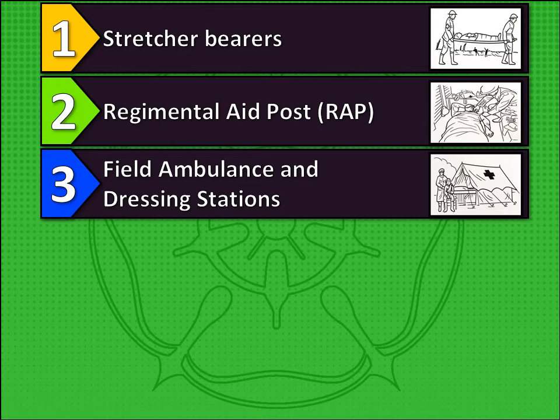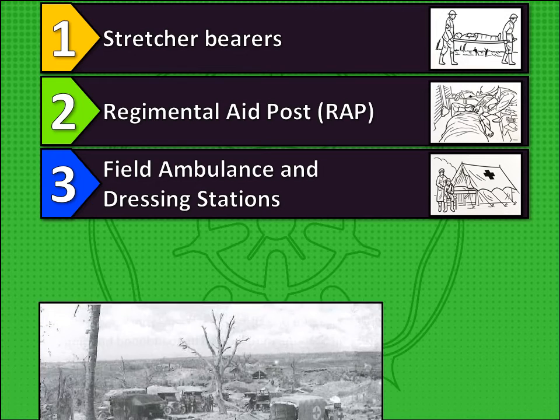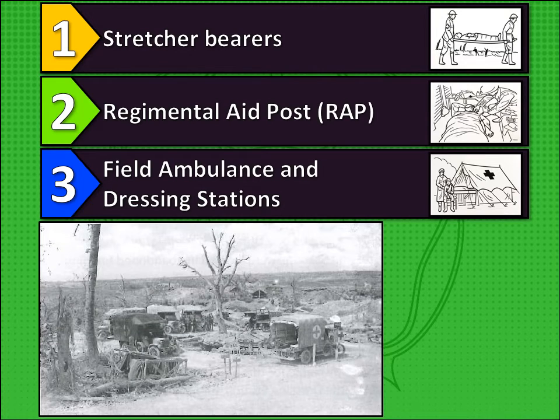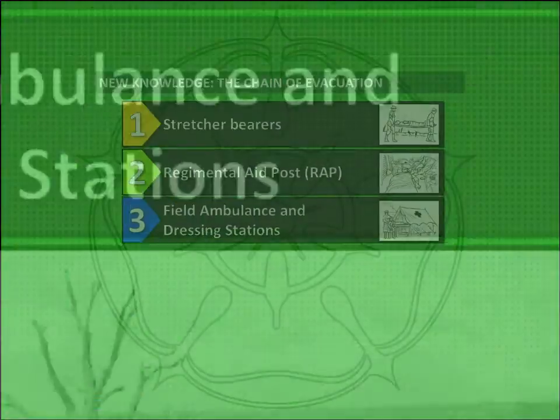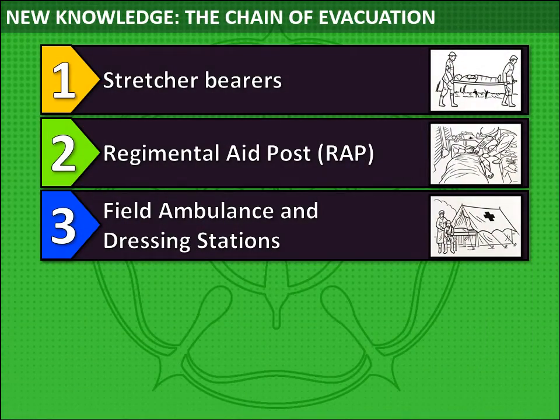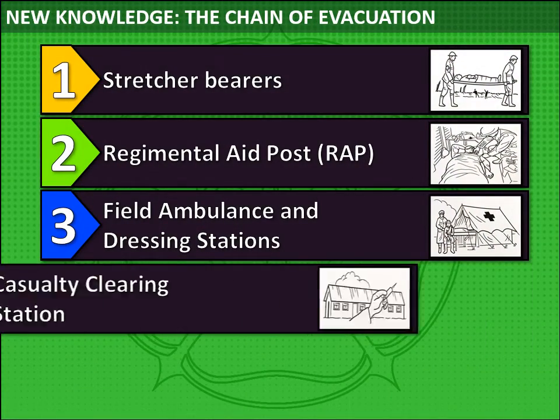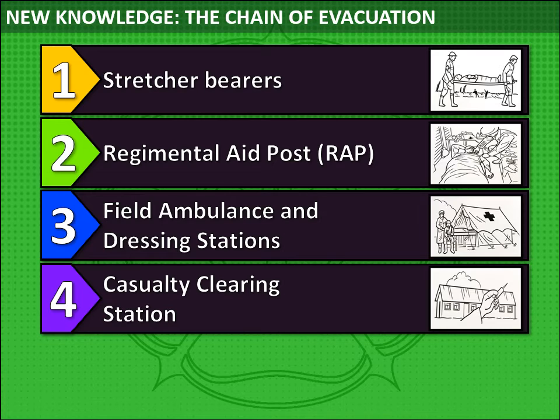And each field ambulance and their dressing station could treat roughly around 100 to 150 wounded men. But it could not treat them for more than a week. Either you returned to the front to go fighting, or you moved on to the next stage. The next stage was the casualty clearing station.